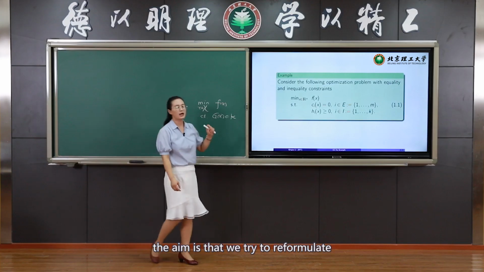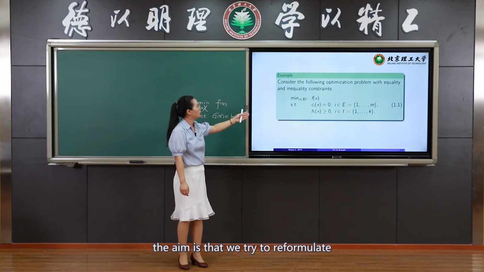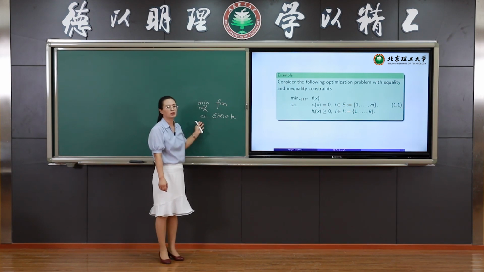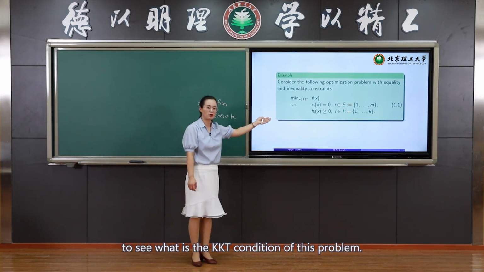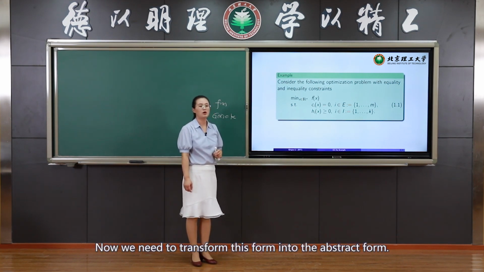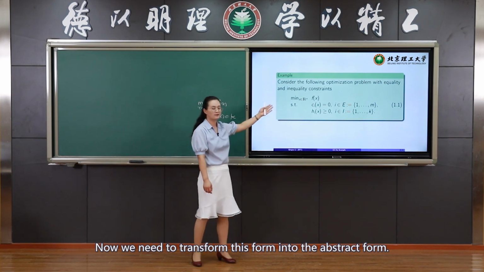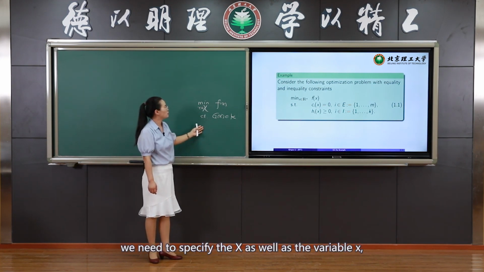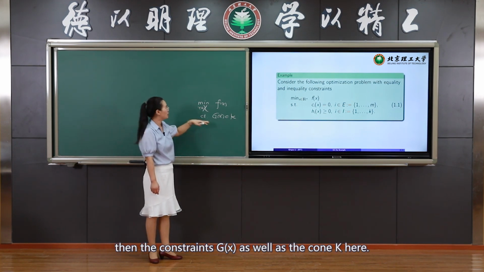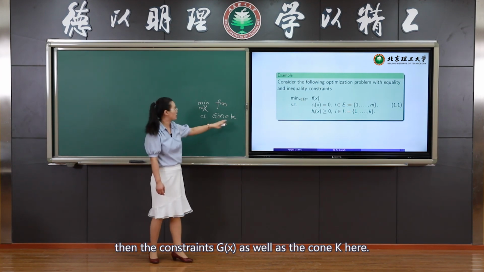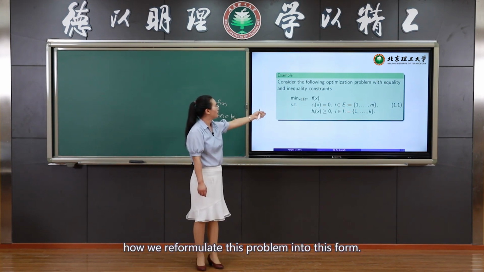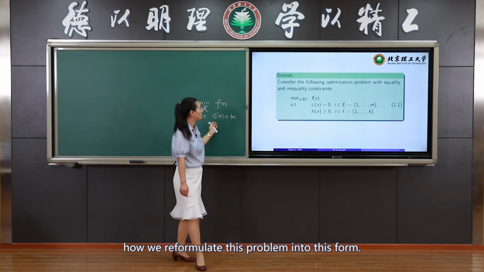Now, the aim is to derive the KKT condition using the abstract form, to see what the KKT condition of this problem looks like. We need to transform this problem into the abstract form. In other words, we need to specify the capital X as well as the variable small x, then the constraints g(x), as well as the cone K. Let's take a look at how we reformulate this problem into this form.